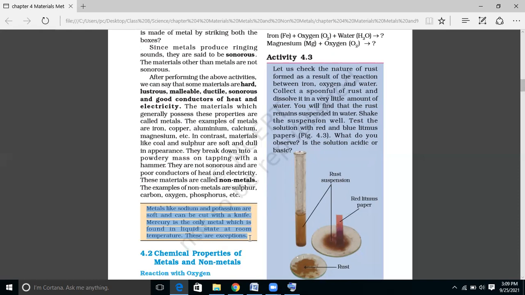Also, mercury, which is present in our thermometers, is the only metal which is found in liquid state at room temperature. So these are the important exceptions which we need to know. So these were the physical properties of metals and non-metals.